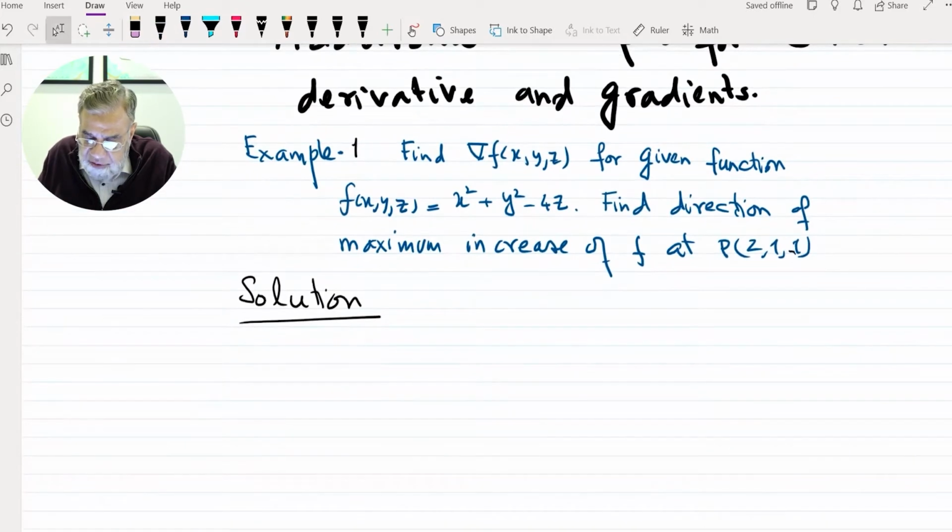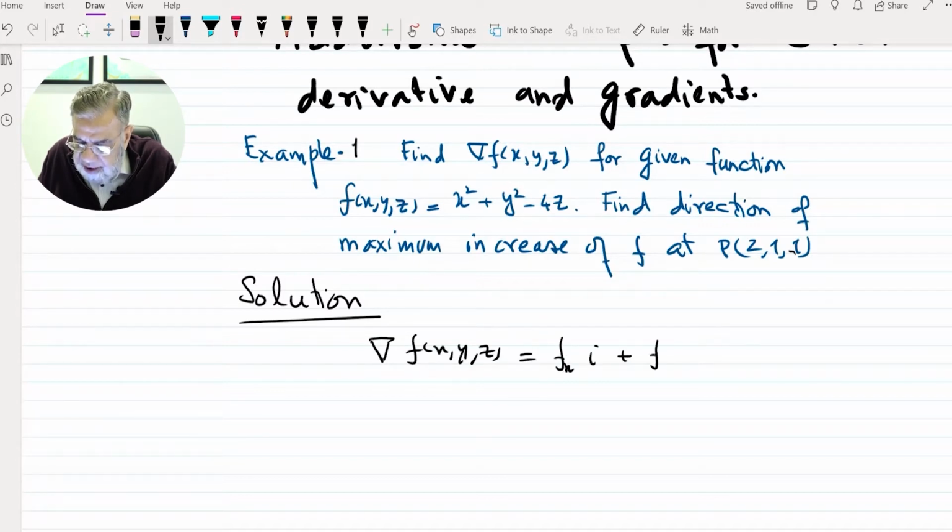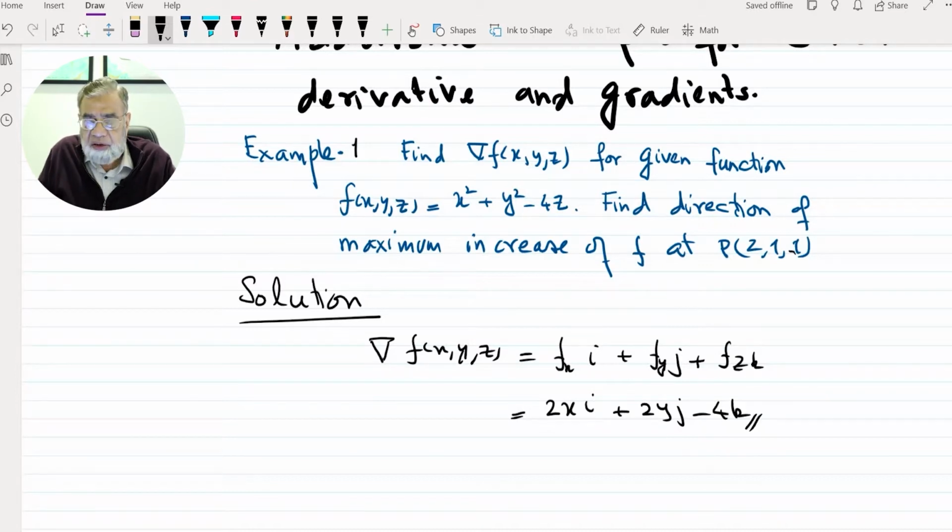We find the gradient of this one, and our gradient of the function at the point x, y, z, as I discussed before, is f_x i plus f_y j plus f_z k. The derivative with respect to x, taking y and z as constant, is equal to 2x i. With respect to y is plus 2y j, and with respect to z is minus 4 k. So this is part 1. This is the gradient of the function.